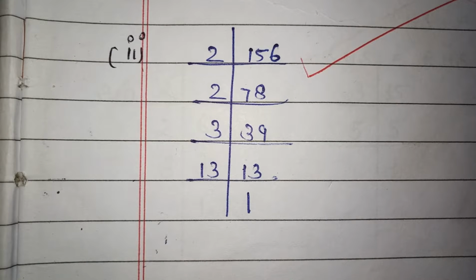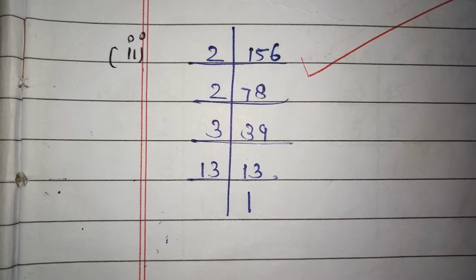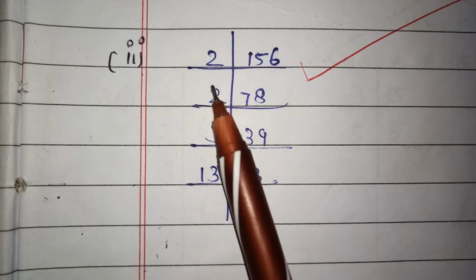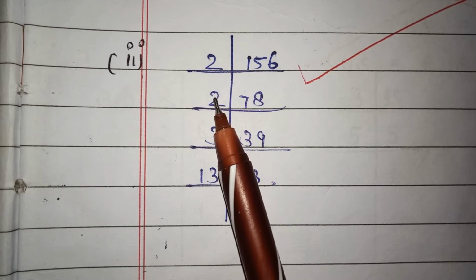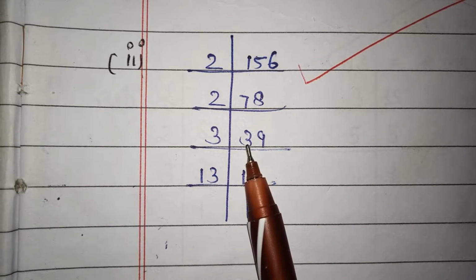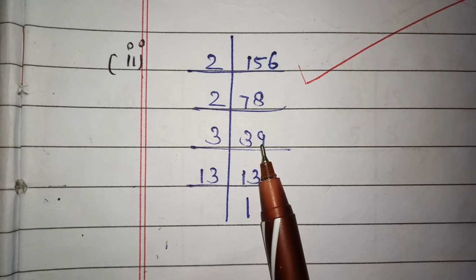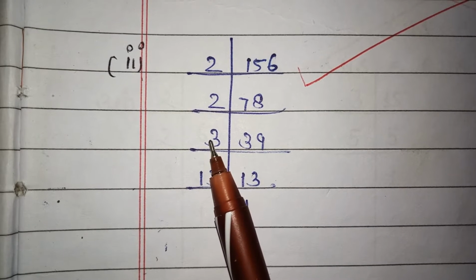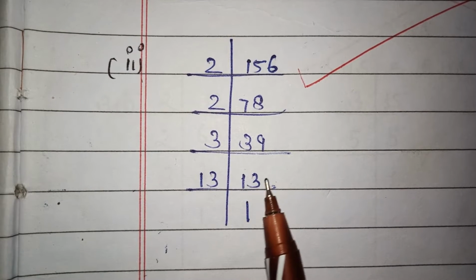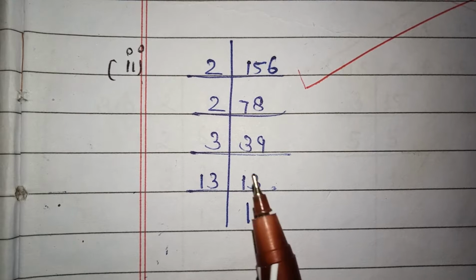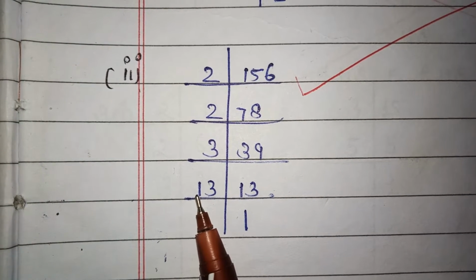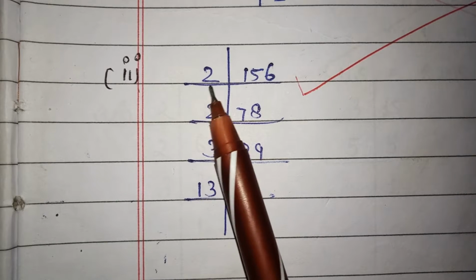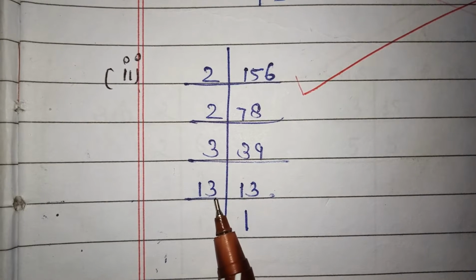Moving to the second part, that is 156. Firstly it is divisible by 2, giving 78. Then this is again divisible by 2, giving 39. Then we know that 39 is not divisible by 2, so we divide it by 3. Now we get 13, which is itself a prime number. So the prime factors of 156 are 2 into 2 into 3 into 13.